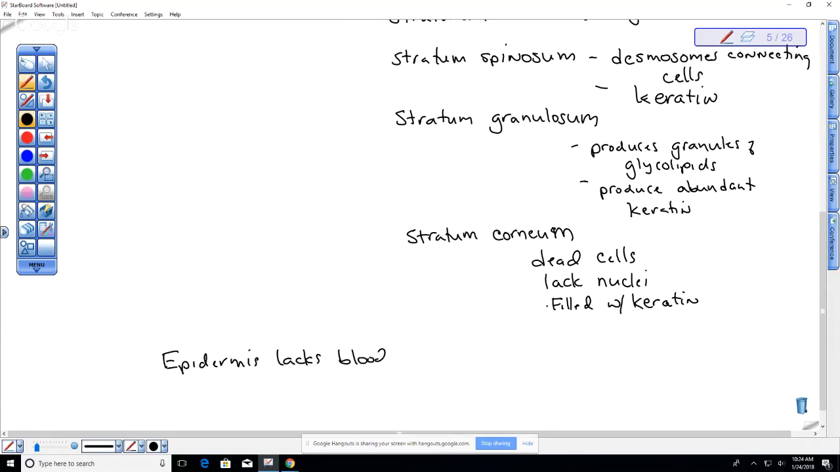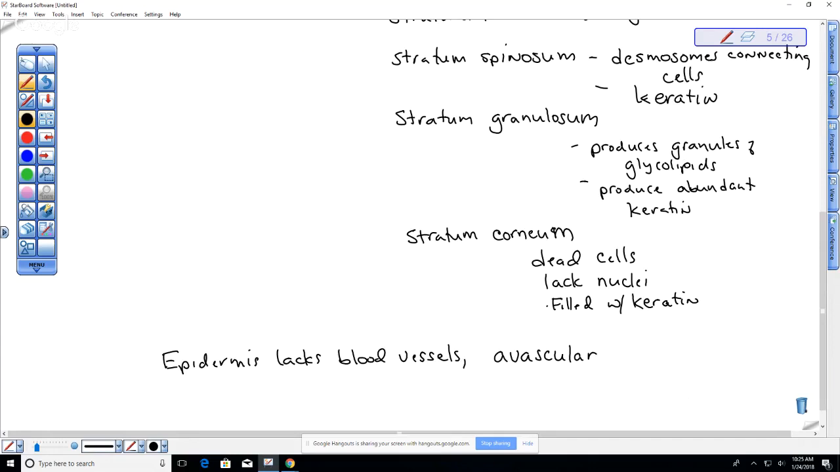So it is said to be avascular. A means without, vascular would be blood vessels. And so the blood vessels that you have are actually in your dermis. They're not in the epidermis. And so nutrients just simply have to diffuse from the dermis into the epidermis. And then by the time it gets through to the outer layer, nutrients can't diffuse that far, and so the cells will die. And then they get rid of their nucleus and they just fill themselves with keratin.